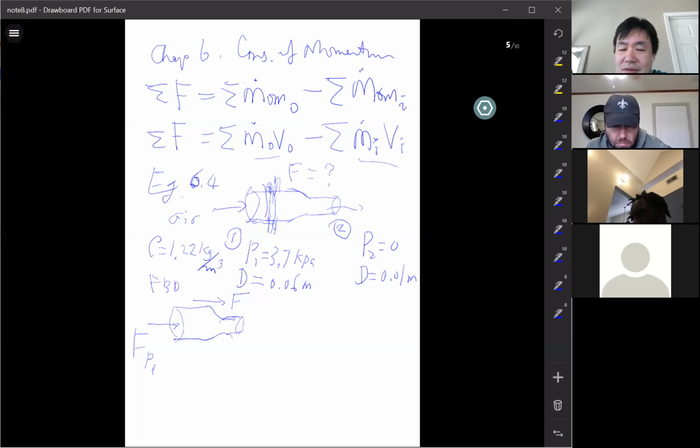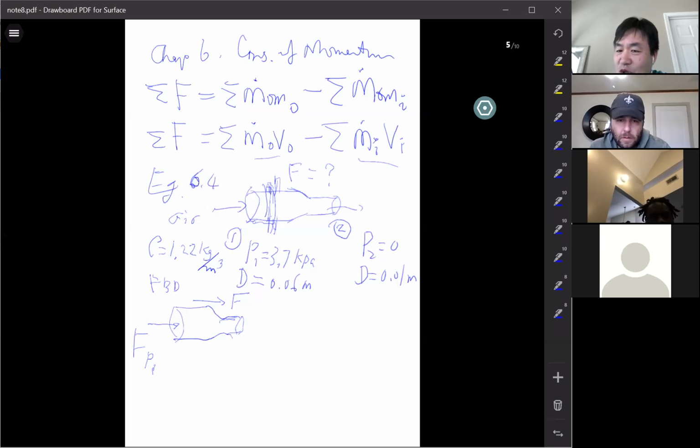So do you need to draw it? Yeah, come on. I don't think you need to draw it. It's 0, so it will be 0 force, 0 pressure force. Okay. But I want to focus on here. Next time you will see a problem with non-zero pressure at the outlet.